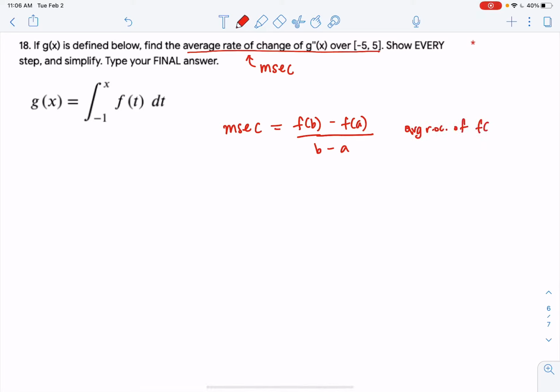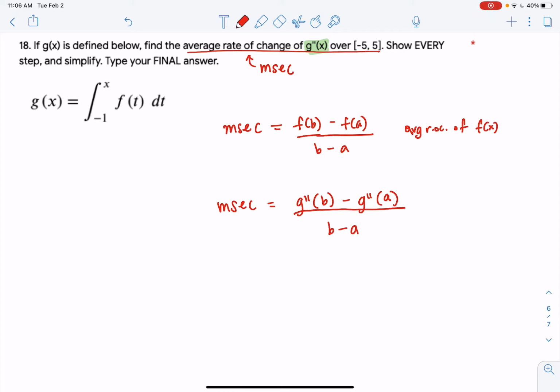of f. But here they're asking for the average rate of change of G double prime. So our m sec formula adjusted will be G double prime of b minus G double prime of a, because that's the function that we're interested in. So you just replace it based on what they're asking you for. They could have asked for h of x or h prime of x, and you would simply plug that in. So G double prime of b minus G double prime of a all over b minus a.